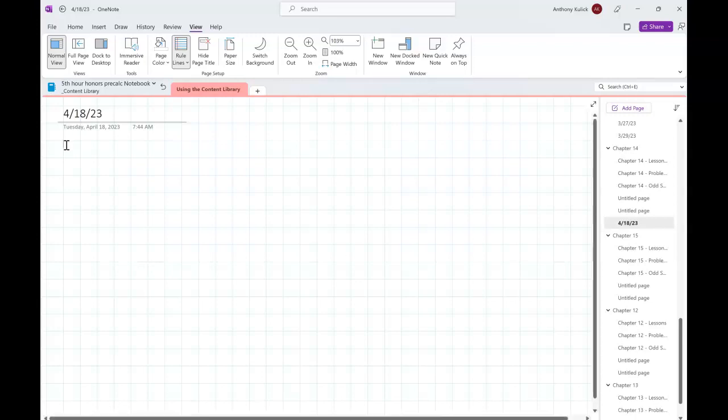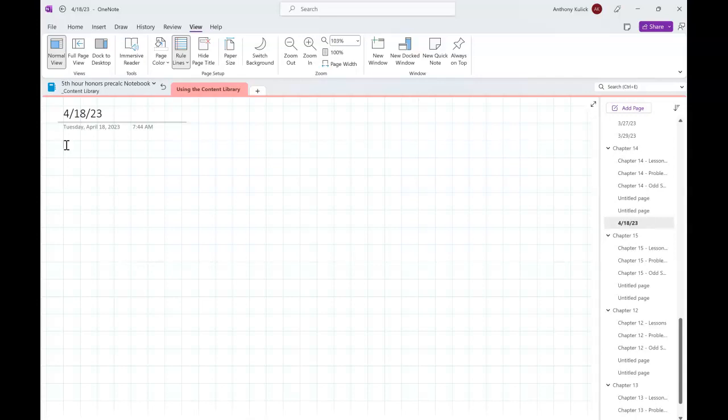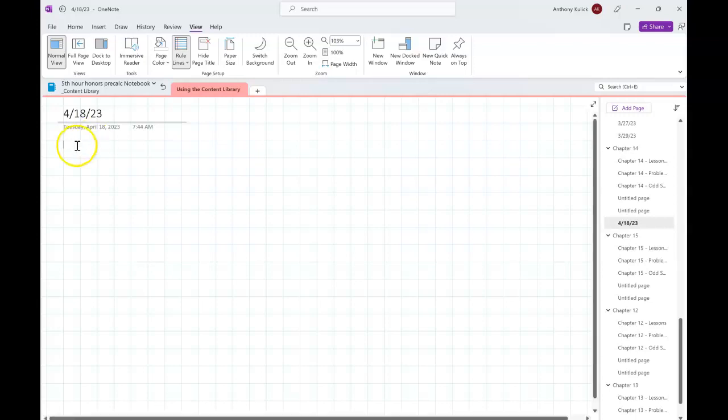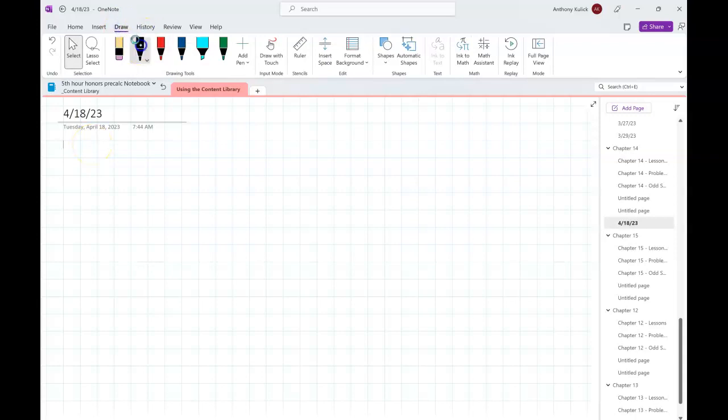Some of these chapters are pretty brief. 14's not too long. 15's the biggest. And then 12 and 13 are both relatively brief. I think 12 is like a 1 day on the calculator kind of lesson. So it's not too much left. All right.